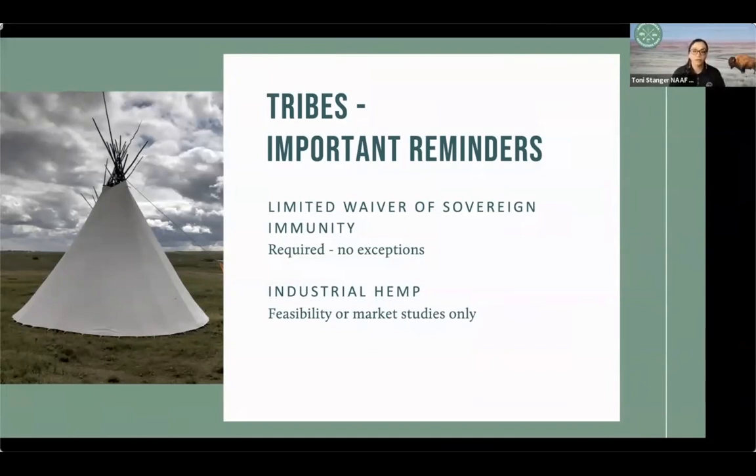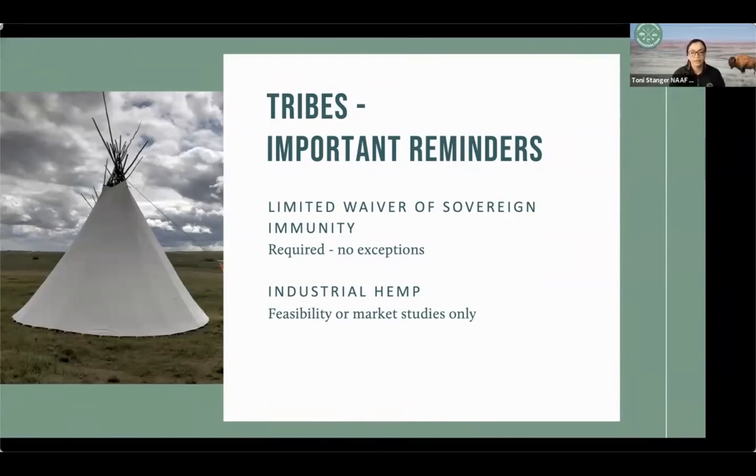The other important reminder for tribes is related to industrial hemp. Tribes are the only entity that are allowed to apply for feasibility and market studies only in our RFA. And that's because tribal governments are the entities that are eligible to apply for this funding through the federal government. And we need to make sure that the work that we are funding in this space currently is in compliance with all of those tribal, state, and federal laws.